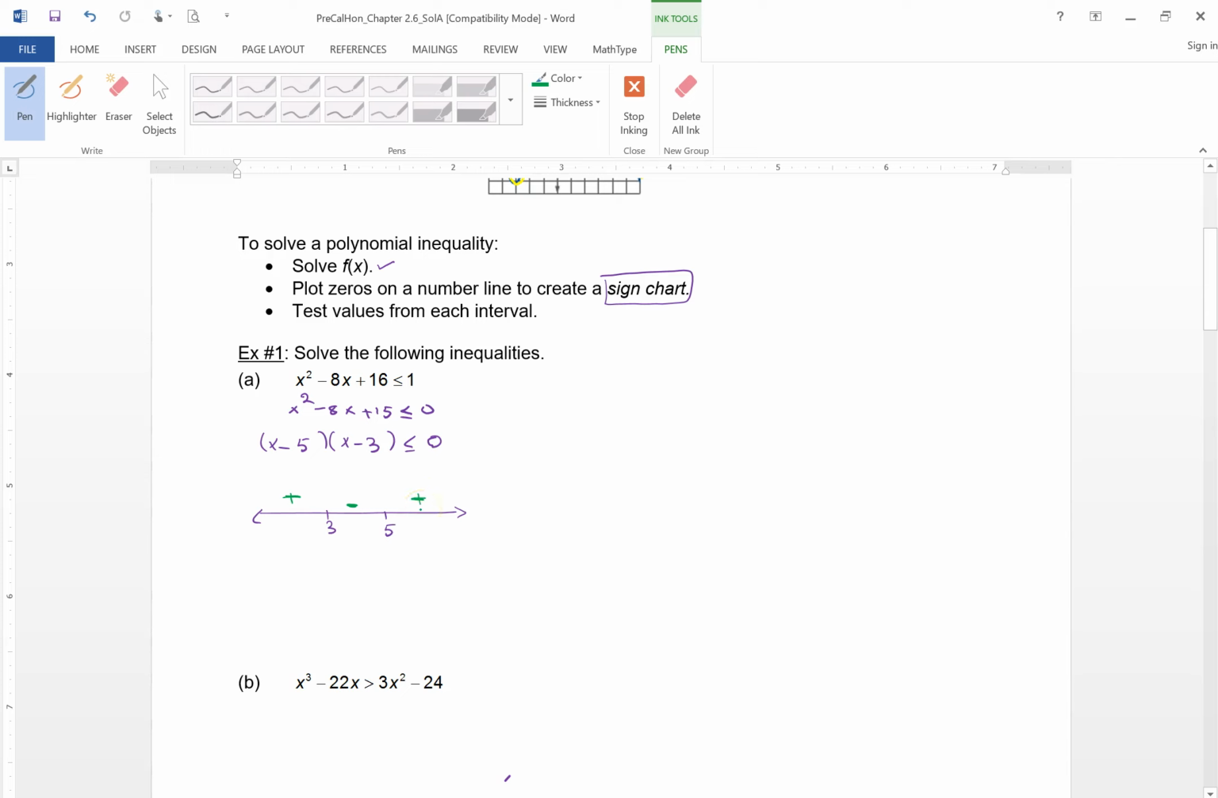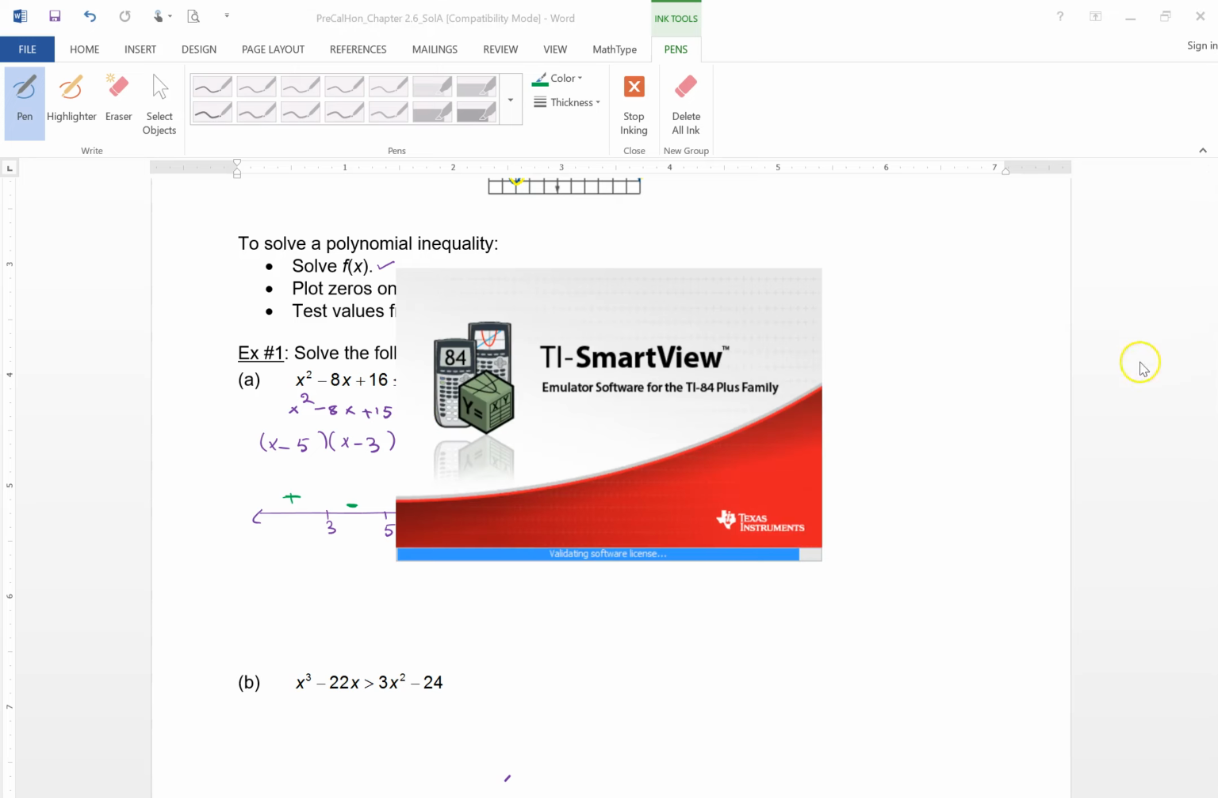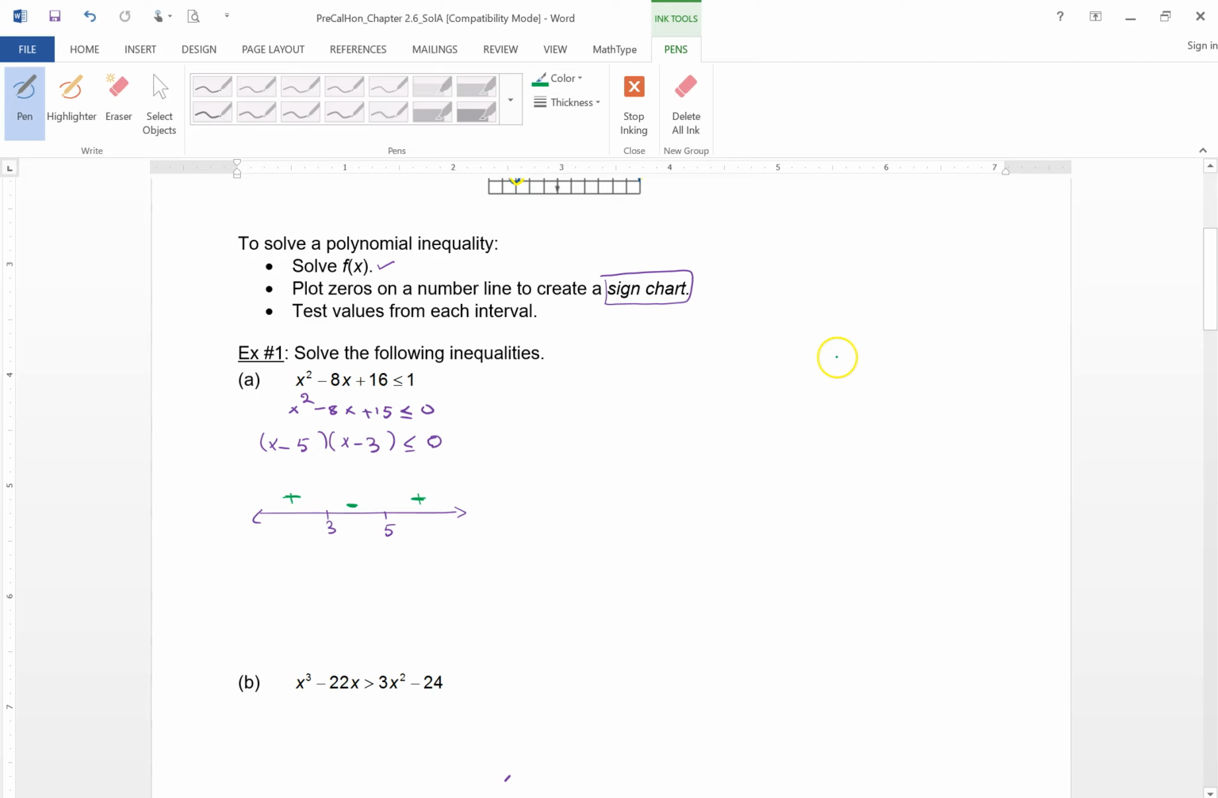Now, what I want are the values that make this less than or equal to 0. Less than or equal to 0 means negative, and it also means that I want this region. So it's from 3 to 5, and because it's less than or equal to 0, then I do take the endpoint, so it's brackets.